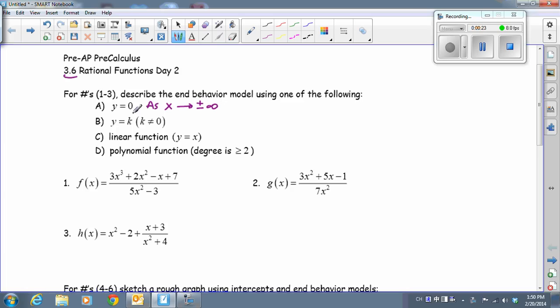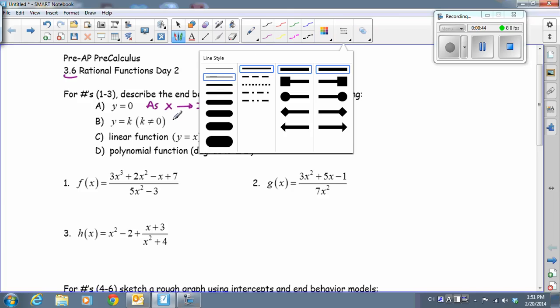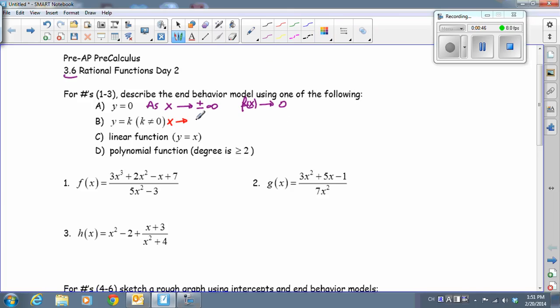Well, if you give plus or minus infinity to x, x is not even there. It means that f of x, or y, will also approach 0 because there's no x. No matter what value it takes, it will be 0. For y equals k, not equal to 0, this time I will say as x approaches plus or minus infinity, f of x will approach, this time, k, not 0.